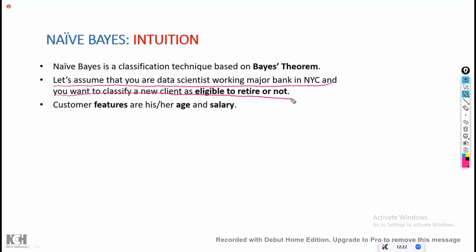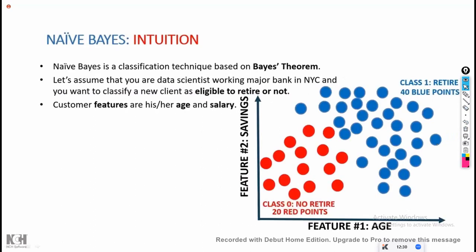So the same example which we considered in the decision tree, right? We have two columns: one is age and the other is salary, with two options. Now, for any new data point, to identify whether the person has to retire or not to retire, in KNN we identify the nearest neighbors.